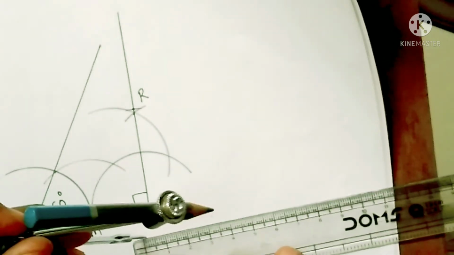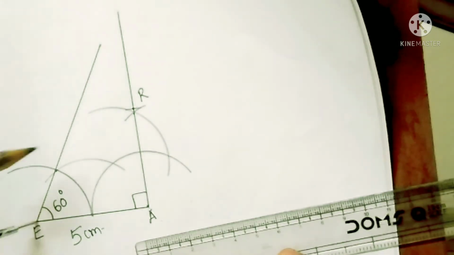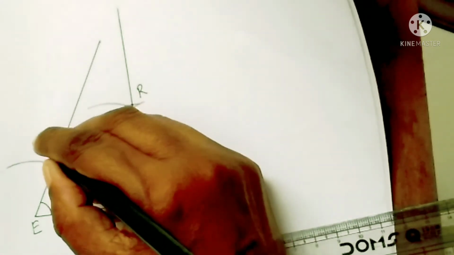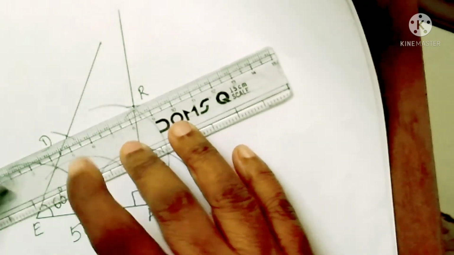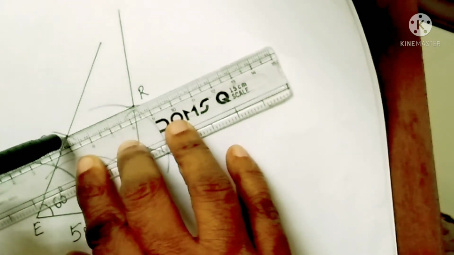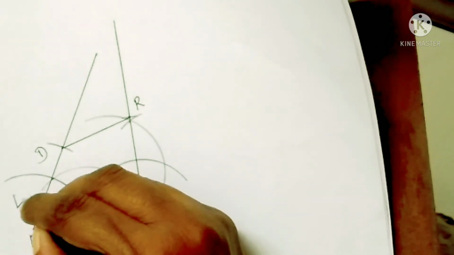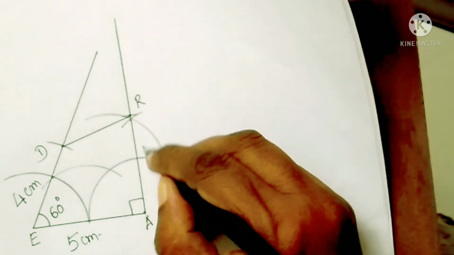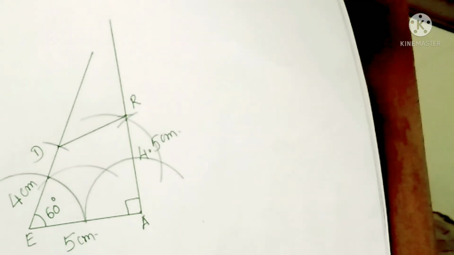And from E to find D, it is 4 centimeter. So take 4 centimeter and from E to D, this point is D. So R and D you join. So you got here ED 4 centimeter. All the measurements, AR 4.5 centimeter. And your figure is ready.